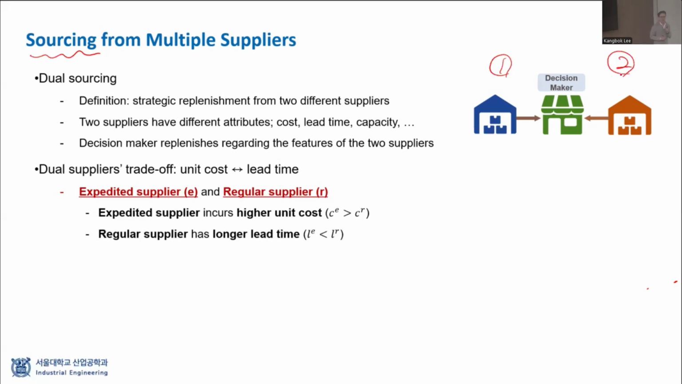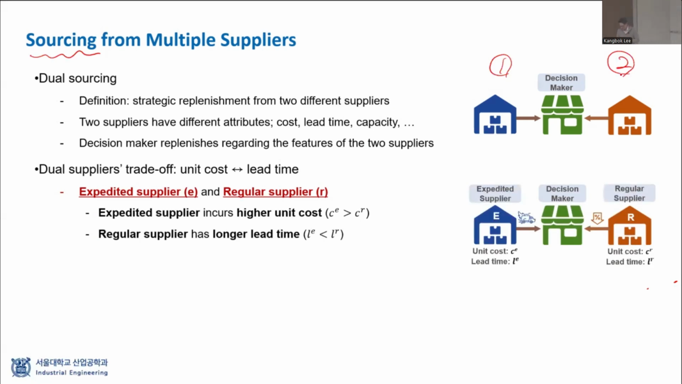Those two suppliers may have some unique features. One is an expedited supplier, meaning it has a higher speed and shorter lead time, but with an increased unit cost. The other one is a regular supplier. The lead time is a bit longer, but the unit cost is a bit lower. So you have two different characteristics of suppliers, and I want to know the best policy for sourcing from those two suppliers with different lead times and different costs.